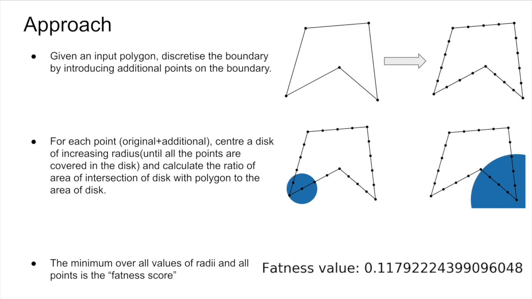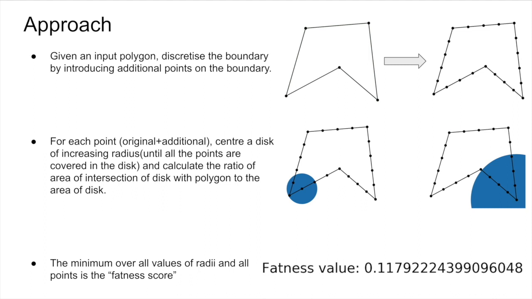The approach we take is, given an input polygon, discretize the boundary by introducing additional points on the boundary. For each point, original plus the ones we added, center a disk of increasing radius until all the points are covered in the disk, and calculate the ratio of area of intersection of disk with polygon to the area of the disk. The minimum over all values of radii and all points is the fatness score.